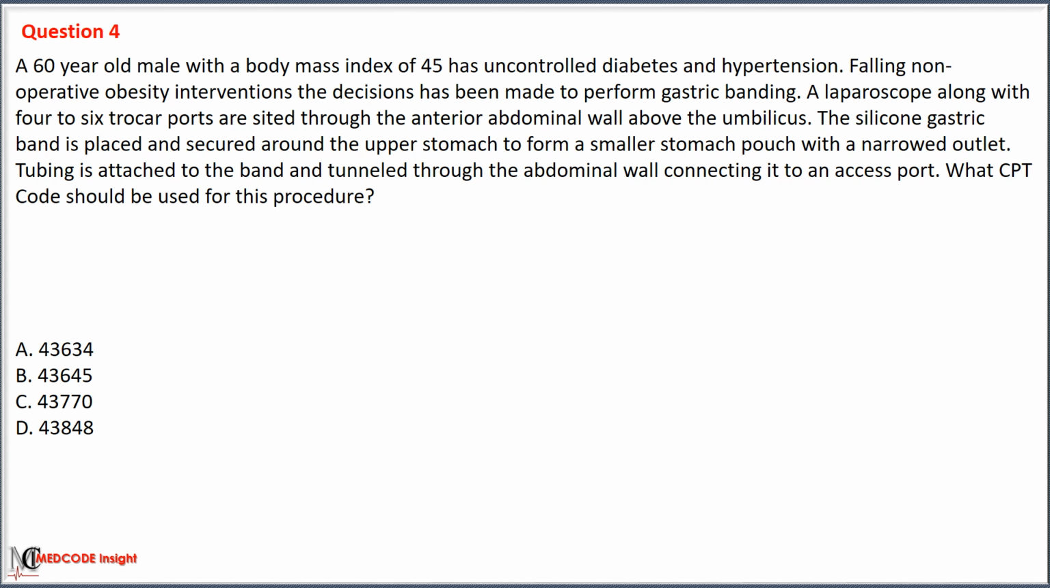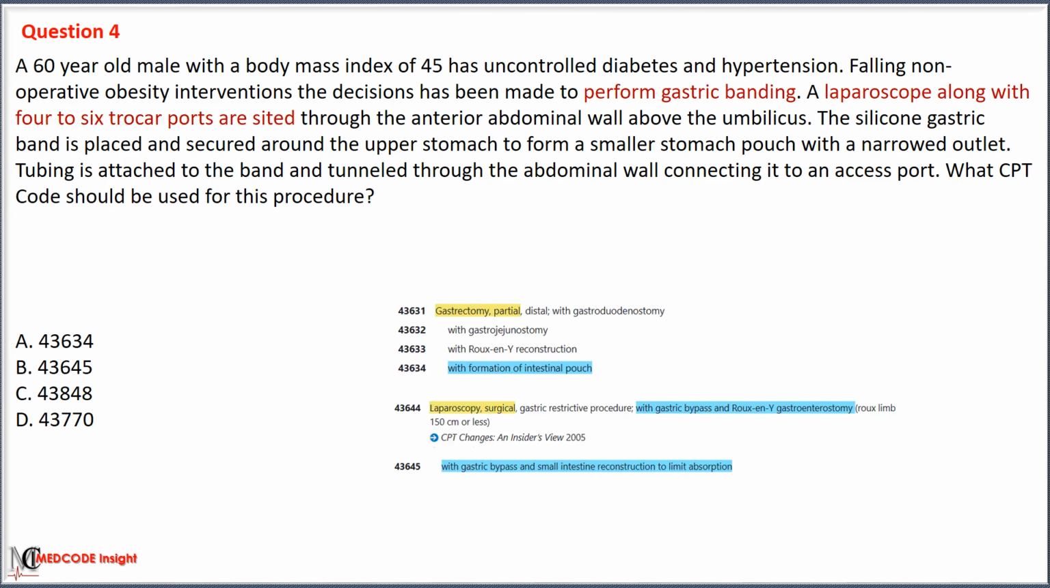Option A with code 43634, option B with code 43645, option C with code 43848, option D with code 43770. In the given scenario, gastric banding is performed around the upper part of the stomach to create a smaller stomach pouch with a narrowed outlet. It indicates a gastric restrictive procedure was performed.